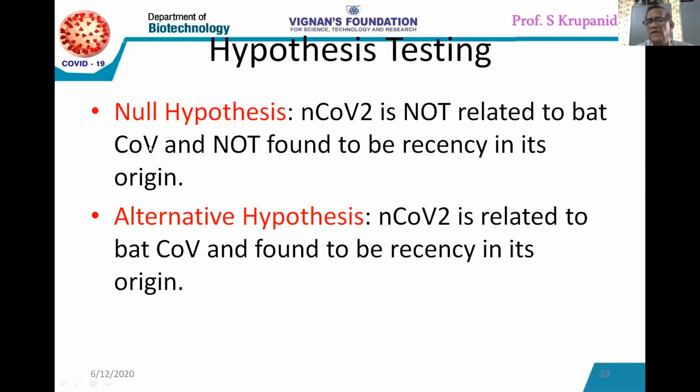Now let's come to the point of my research work, the hypothesis. Here, two hypotheses, a null hypothesis and an alternative hypothesis, we have to project whenever we do research. The null hypothesis: the novel coronavirus is not related to the bat coronavirus, and is not found to be recent in its origin. The alternative hypothesis: the novel coronavirus is related to the bat coronavirus and is found to be recent in its origin. We have to select one of these after obtaining our results.